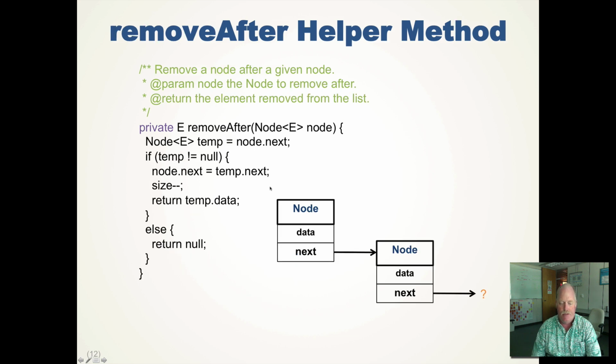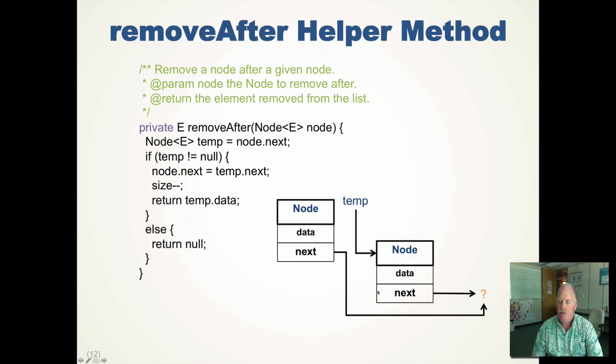We want to have the flip side of those adds. We want to have helper methods to remove. So we want to remove the node after this node. The first thing is we create a temp pointer to the node we want to remove, because we don't want to lose it when we move the next pointer. So we then change node next to point to temp next.